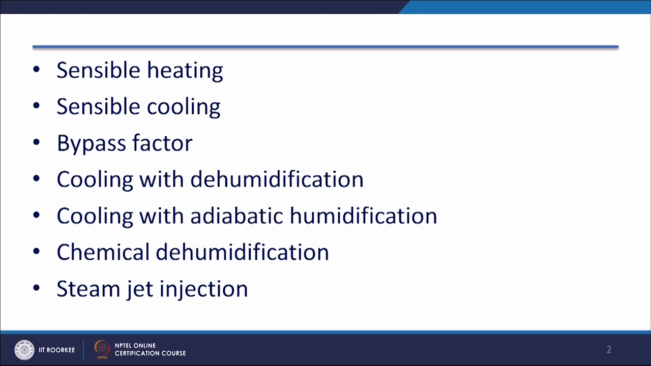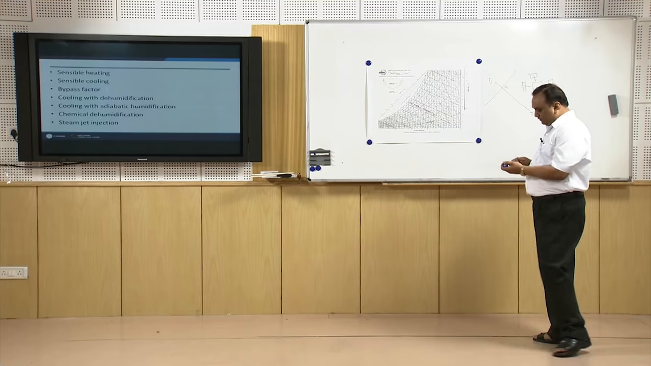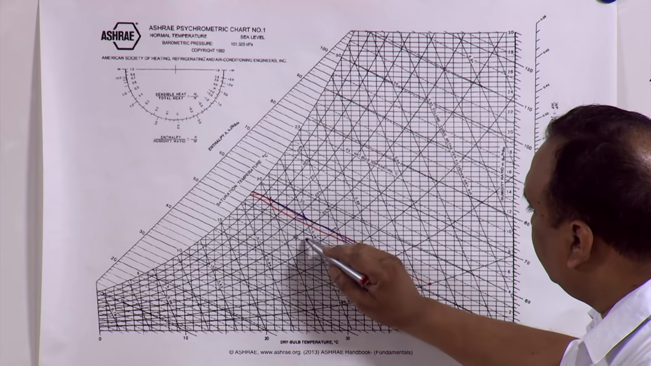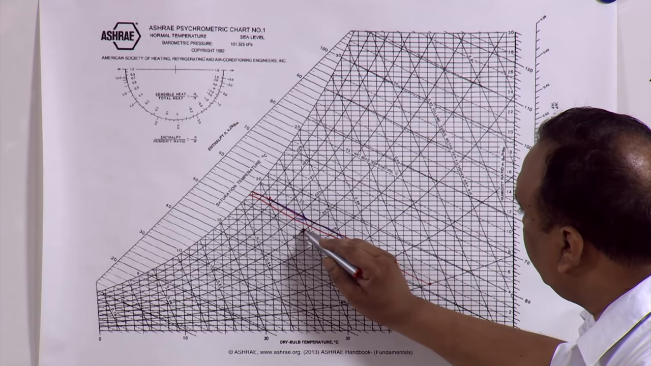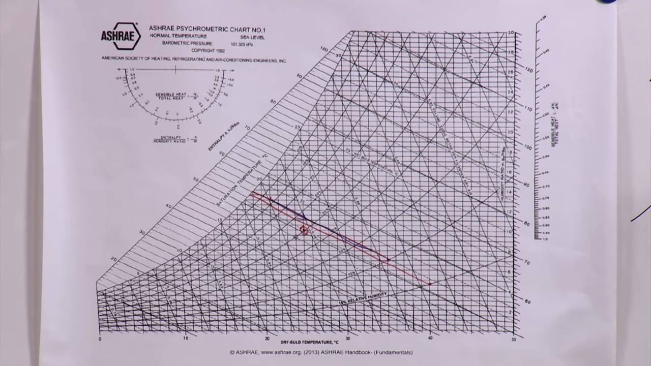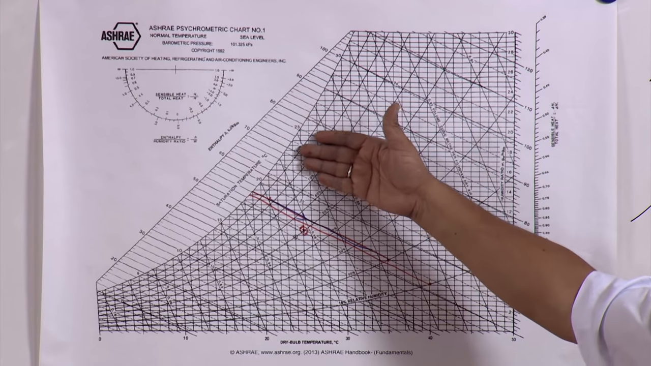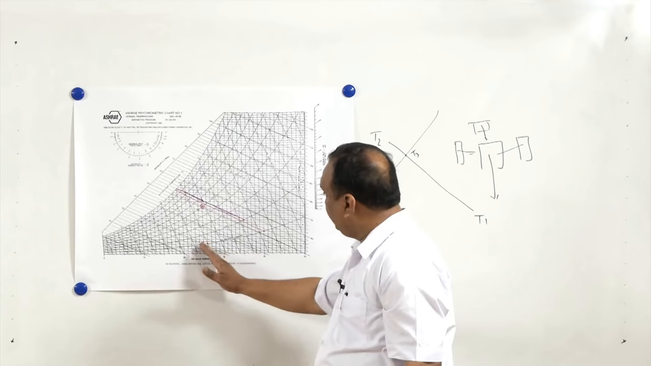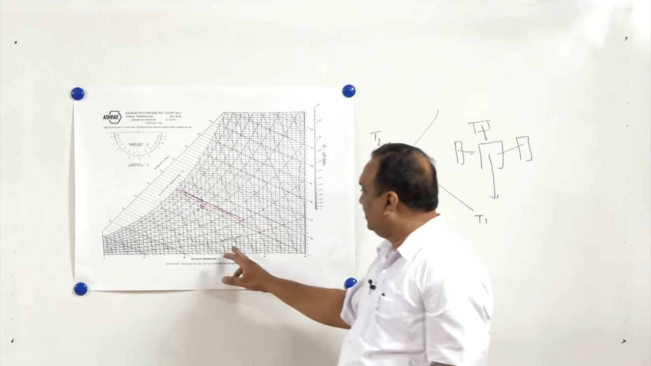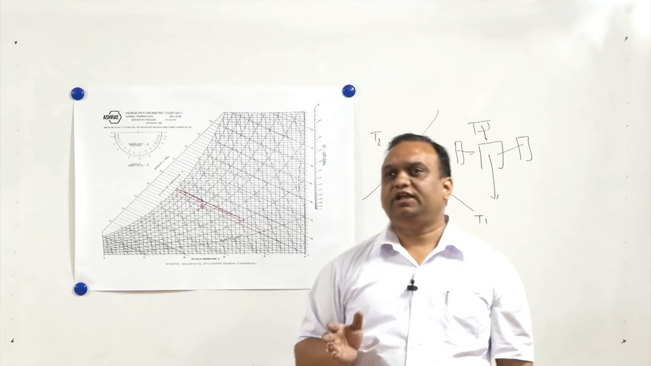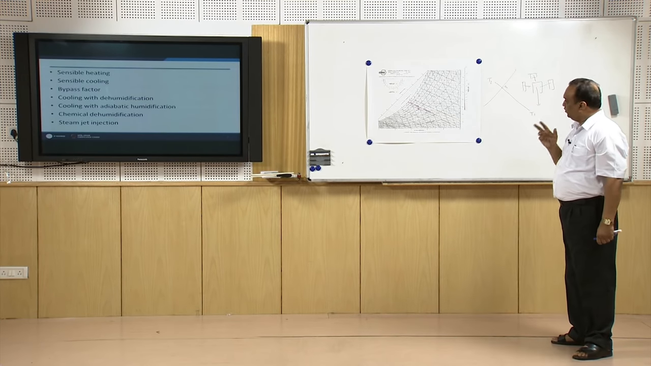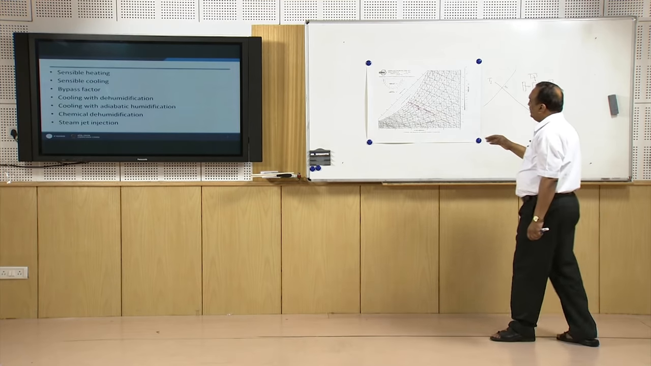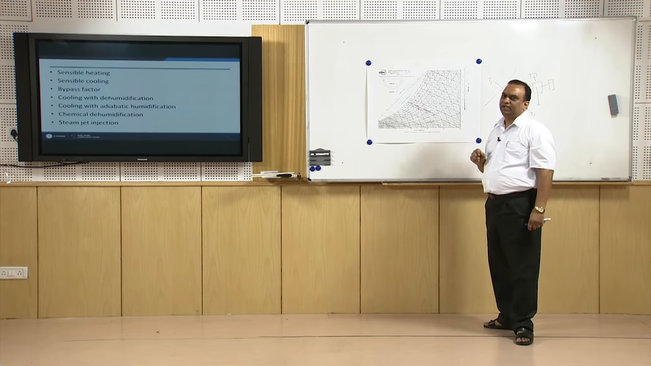Steam jet injection. Now, steam can also be used for humidification of air. Suppose I want to increase humidity at a particular temperature, let us say 25 degree centigrade and 50% relative humidity, state is here. I want to further improve the humidity up to 70% or 80%. I can inject steam available at 25 degree centigrade into the system, or steam at higher temperature can also be injected. In that case, the temperature of air will slightly increase, but steam is a very good medium of increasing humidity of air with very low temperature rise of the air.